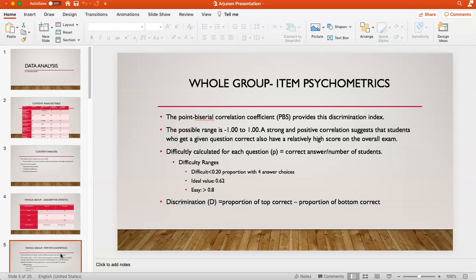The difficulty level was calculated for each question by taking the number of correct answers divided by the number of students. Difficulty ranges from less than 0.2 in proportion with the four answer choices. The ideal value was calculated to be 0.62. Easy was 0.8. Discrimination is the proportion of top correct minus the proportion of bottom correct.